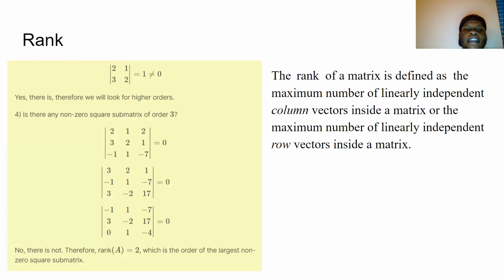Rank. The idea of rank. The rank of a matrix is defined as the maximum number of linearly independent column vectors inside a matrix, or the maximum number of linearly independent row vectors inside a matrix. Notice that this is a 2 by 2, and the determinant is 2 times 2 minus 1 times 3. Multiplying 2 times 2 gives you 4, and multiplying 3 times 1 gives you 3. So you subtract these two quantities, making it 4 minus 3 equals 1.